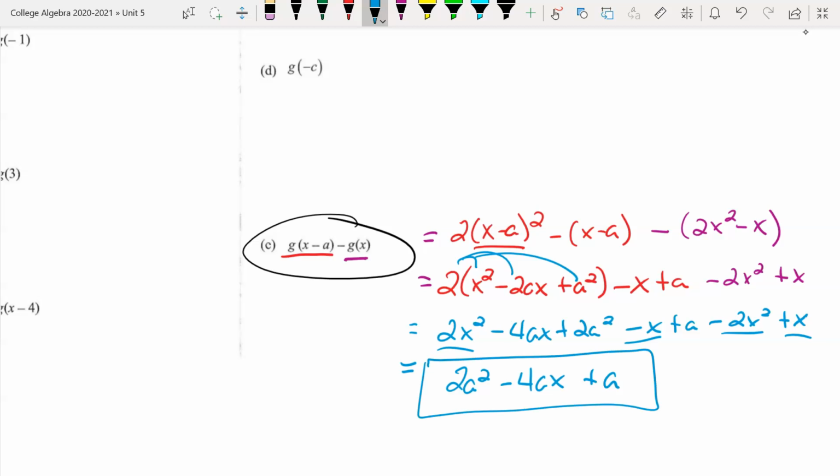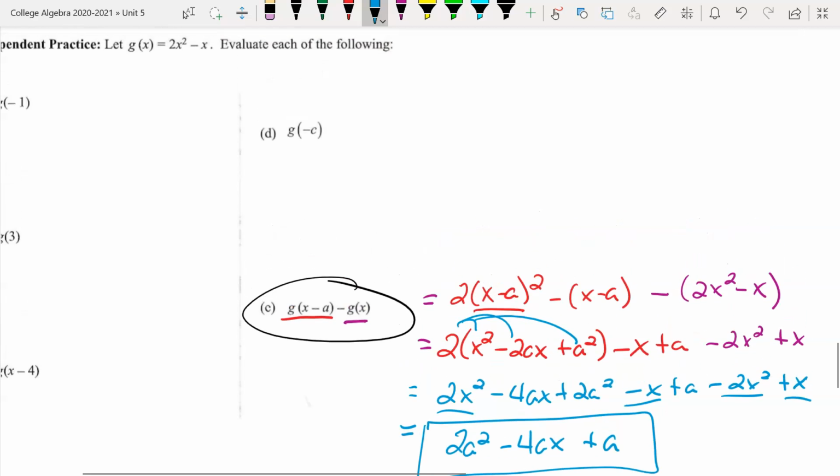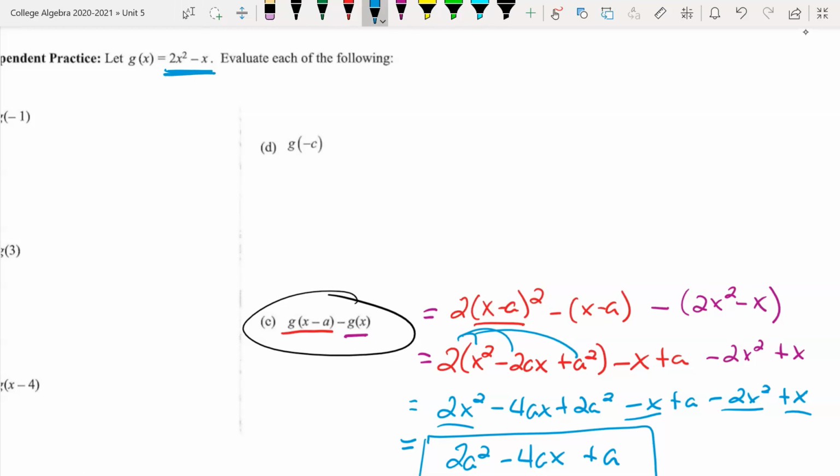Again, I know these are tough, but they show up on the Hawks. You have to think about it in sections. The red part is its own section, so I used the function they gave me, which I'm underlining at the top, to rewrite the red part. But then the g of x is another different part. So I got to use the same function, but rewrite it this time with x instead of x minus a.